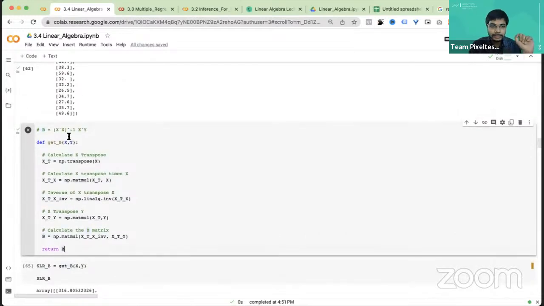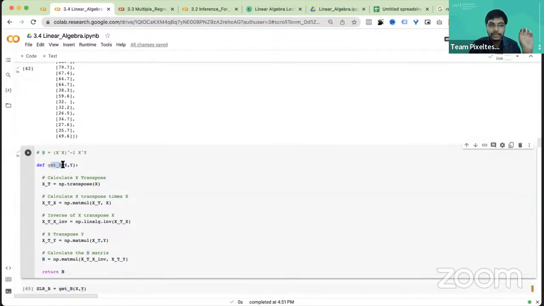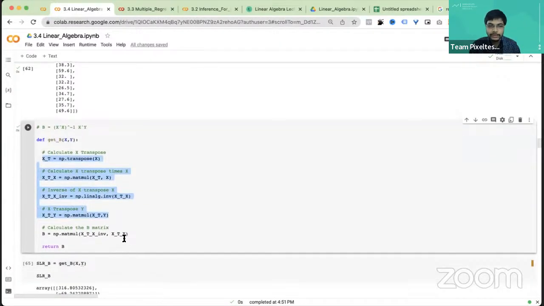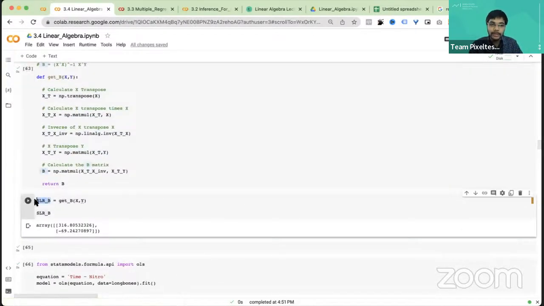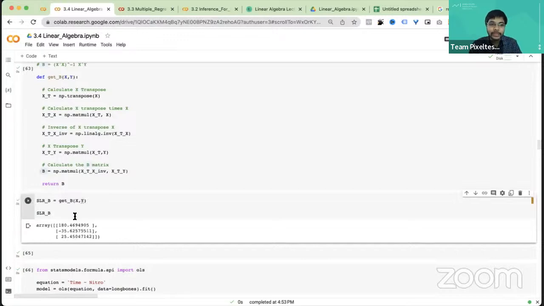Okay, so it's very clear. Here, a function was made which takes 2 inputs, X and Y, and internally it does transpose, inverse, multiplication and everything, and gives us B. Now we are going to create a new variable and call the function get B, passing X and Y as our variables. That is where you're getting your values.